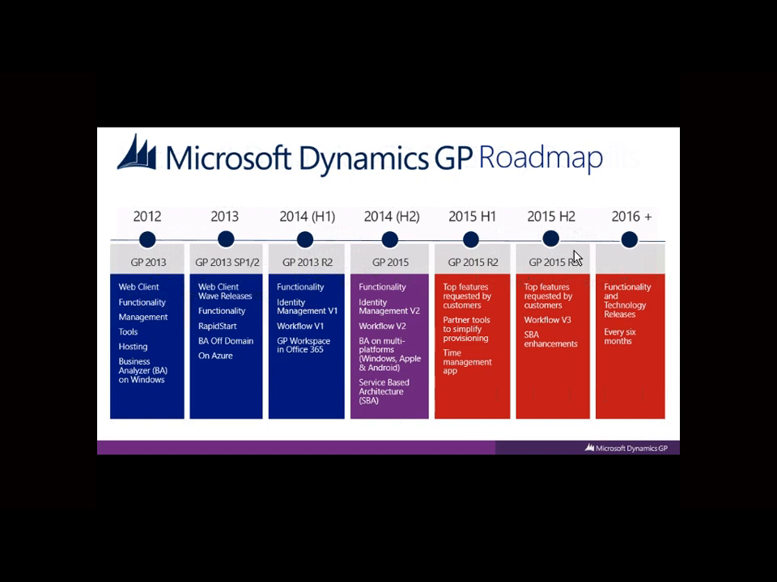I'll touch just briefly on R2 for GP 2015. One of them is top features requested by customers. Microsoft has a site called Microsoft Connect. You can just Google that and it'll come up. And you can actually suggest features for GP, or you can vote on features that other people have suggested. And if you get a bunch of votes, they stick it in the product. One of my favorite features in GP 2015 was one of those items that someone suggested and got voted on. So we'll see that when we get there.